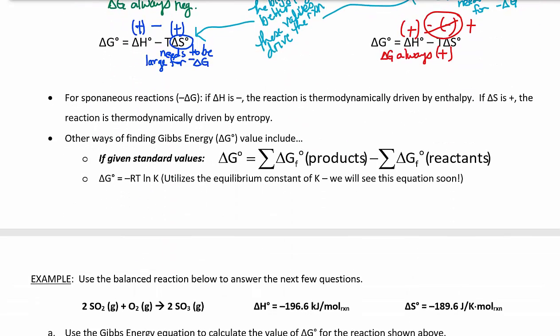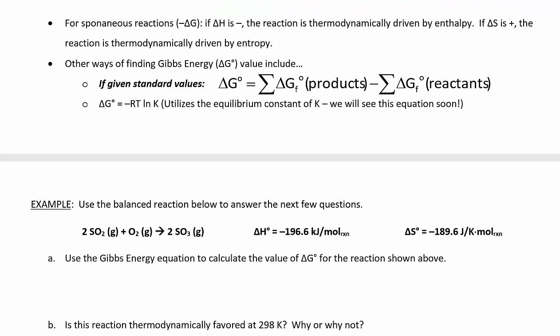For spontaneous reactions, a negative delta G, if the delta H is negative, the reaction is thermodynamically driven by enthalpy. We already spoke about that up above. If the delta S is positive, the reaction is thermodynamically driven by entropy. Other ways of finding Gibbs free energy include, if you are given standard values, your delta G is equal to the sum of the delta G of your products minus the sum of the delta G of your reactants. Looks a lot like the delta H and the delta S that we were talking about.